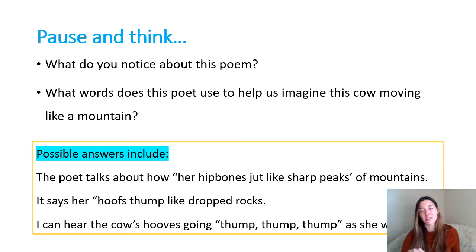So something that I want you to think about is what a simile is. This is something you've probably heard before, but I want to review it with you just in case. So a simile is when you compare two things using the words like or as. So her hip bones jut like sharp peaks of mountains. The sky was as beautiful as crashing waves on an ocean. I don't know.